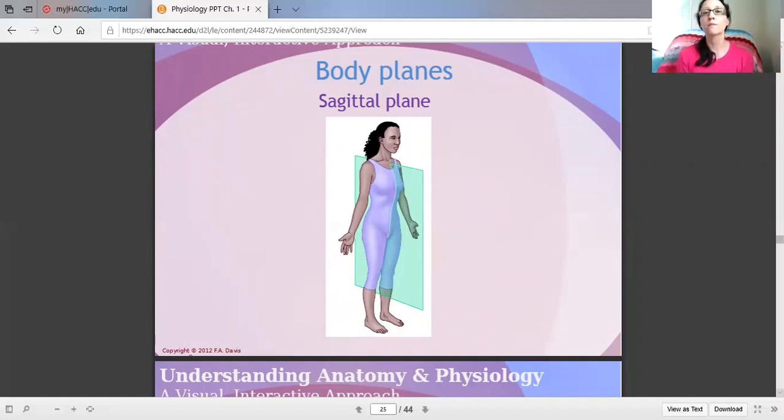Okay. Who remembers what movement takes place along the sagittal plane? Right. Flexion and extension. Remember, flexion and extension take place along that sagittal plane. So if you can imagine there's a board going down through you and the only way you can go is along that board, it would be flexion and extension.